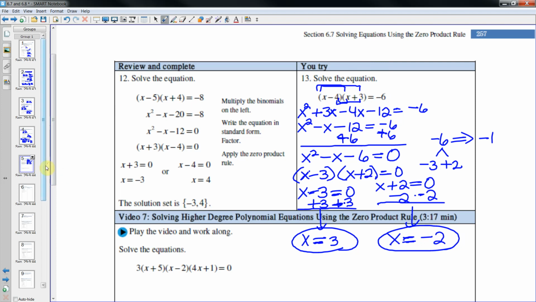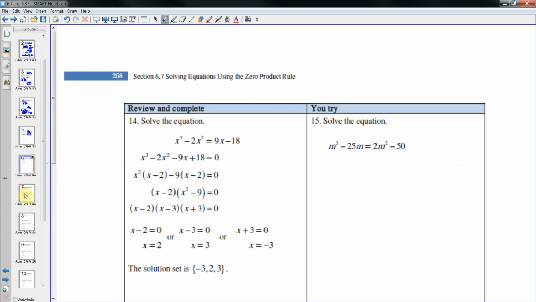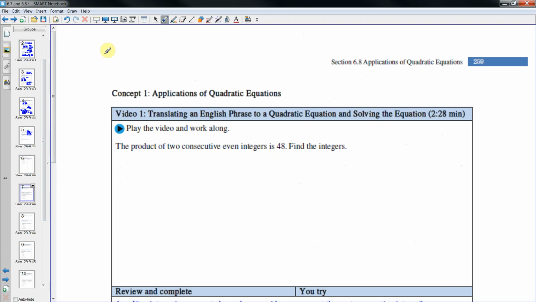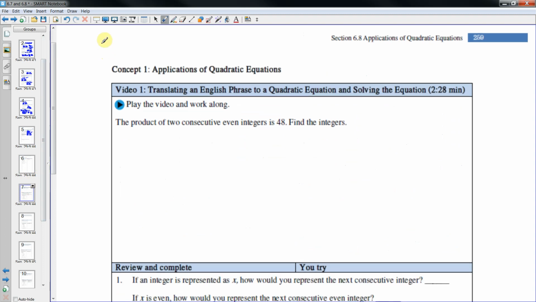Alright, so I'm not going to work some of these really longer ones because we're not going to have any that are that long. I want to move over to some word problems. And I want to do a couple of different, just two different kinds of word problems. I want to do consecutive integer problems, and then we're going to do area of a rectangle problem.